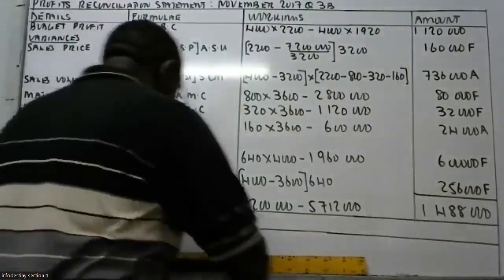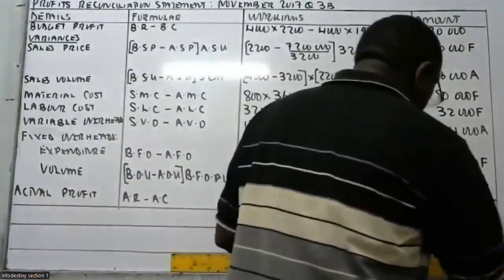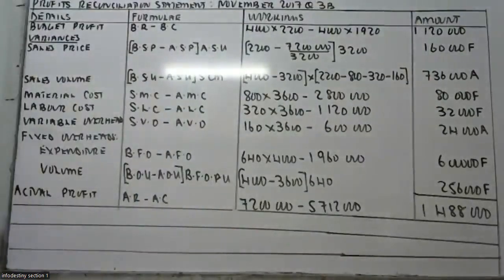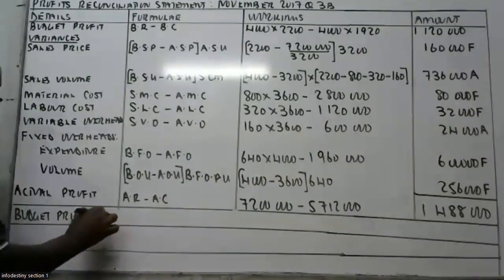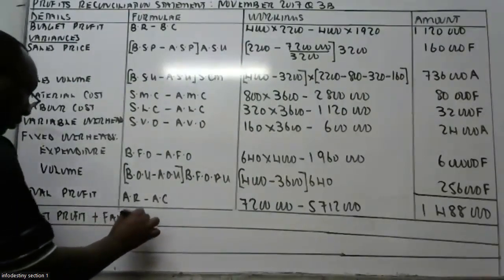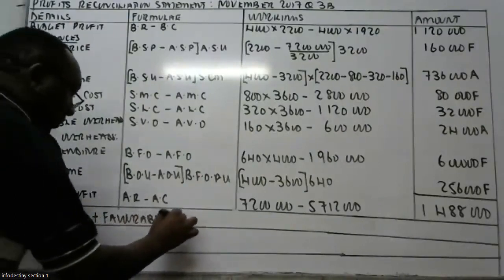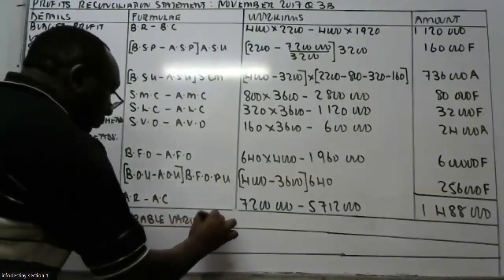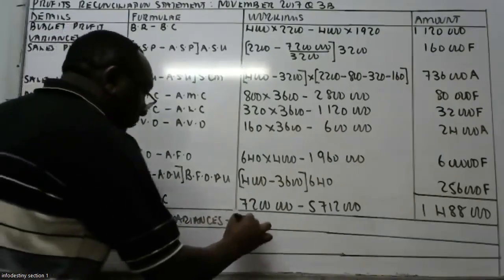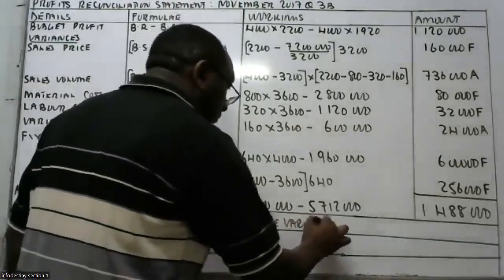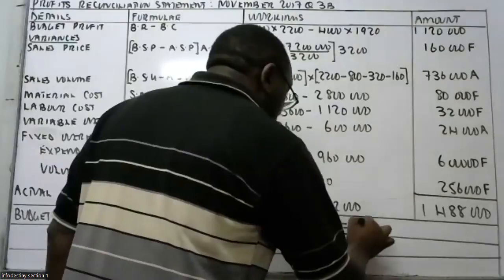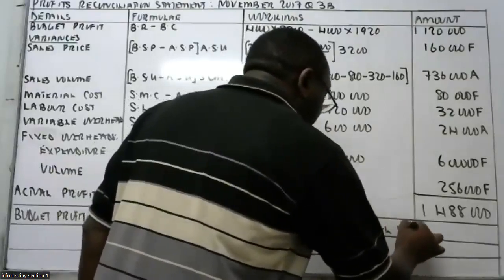So two things that I wanted to note here. One is you get the budget profit. You add favorable variances. You less adverse variances. And that will give you what we call actual profit.